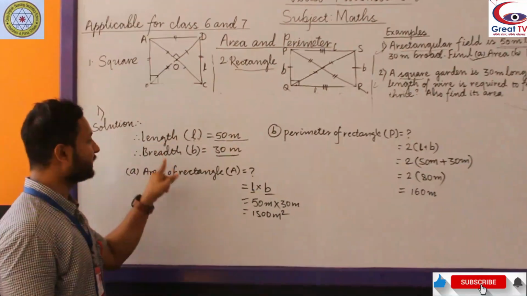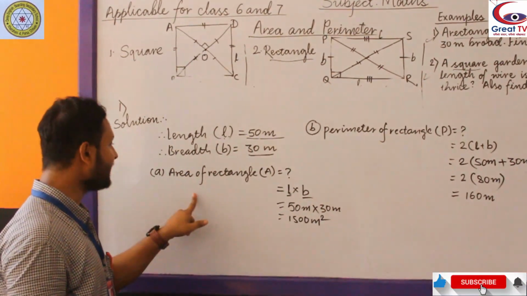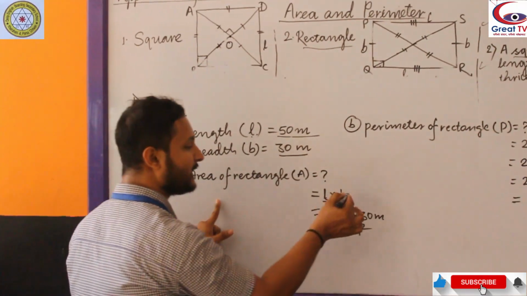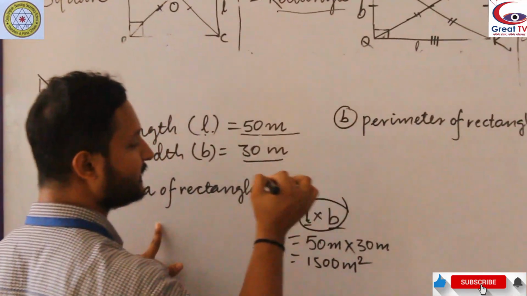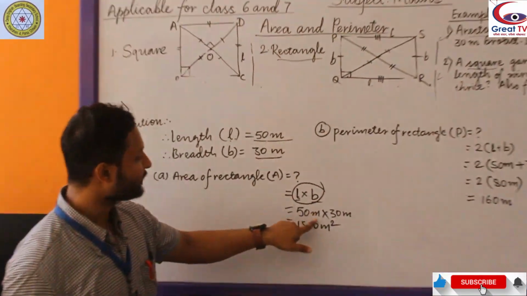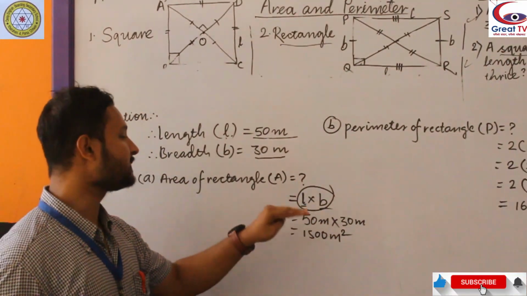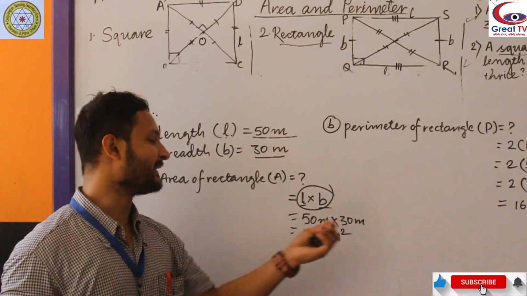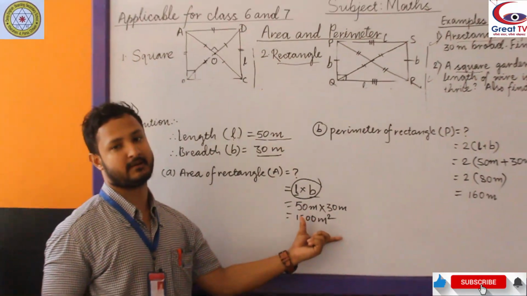Length 50 meter, breadth 30 meter. To find the area, we have to apply this formula. Formula is L into B, length times breadth. What is the length? 50 meter. What is the breadth? 30 meter. So 50 meter times 30 meter, that would be 1500 meter square.